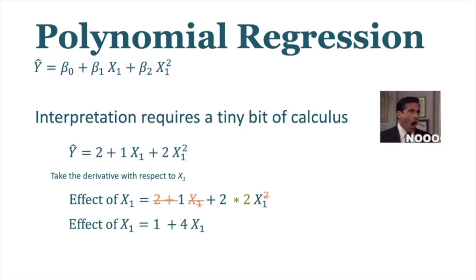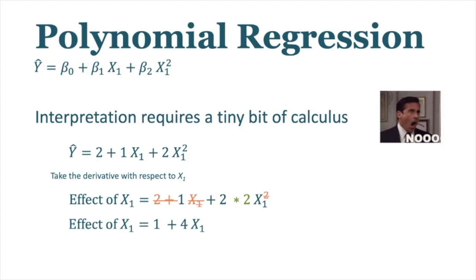And so you're going to have plus 2 times 2 x, not squared anymore, just x. So we took the 2, we put it in front of the x, and then we just took away one of the powers there. So we had 2 and now we only have 1. So x to the 1 is just x. So what we have is the effect of x1 is 1 plus 4 times x1.